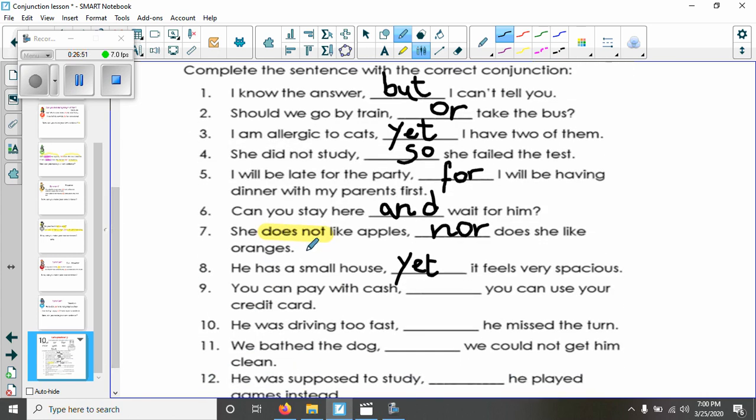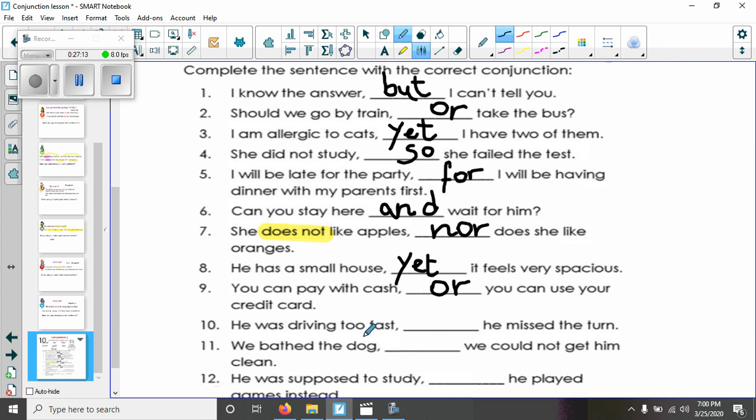You can pay with cash. You can use your credit card. Easy. Pretty easy. You can pay with cash. You have two alternatives now. Or you can use your credit card.